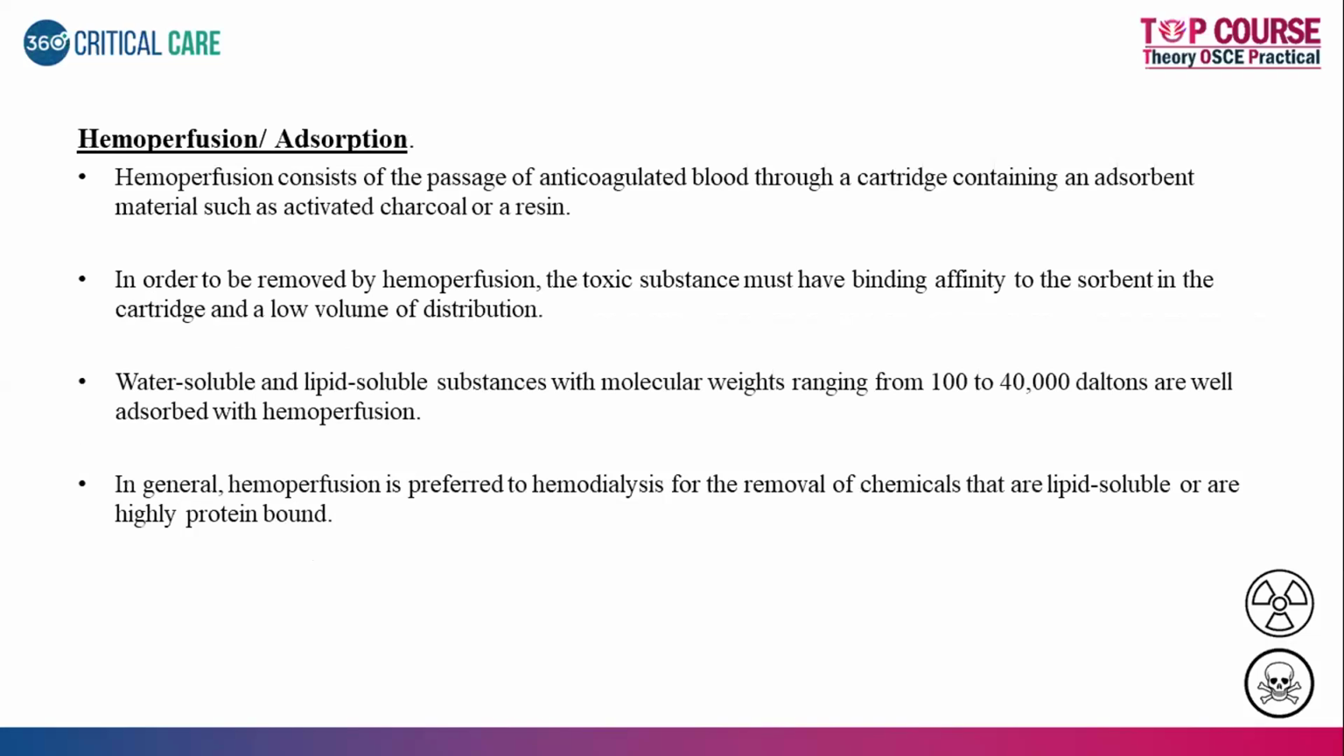Now coming to the hemoperfusion or hemadsorption. So here usually it consists of a passage of anticoagulated blood through a cartridge which contains an adsorbent material like your activated charcoal or a resin. Okay. So in order to be removed by hemoperfusion, the toxic substance must have binding affinity to the sorbent in the cartridge, and it should have a low volume of distribution.